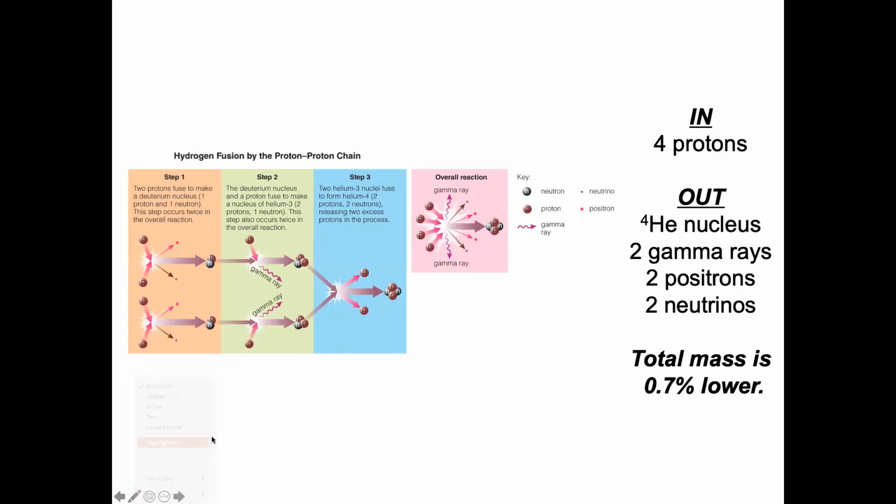The gamma radiation is why the total mass is 0.7% lower. It doesn't sound like all that much, but if you look at the amount of nuclear fusion that's going on in the sun, in its interior, where it's high pressure and it's very hot, that small percentage decrease in mass is enough to make the sun shine as brightly as it does.